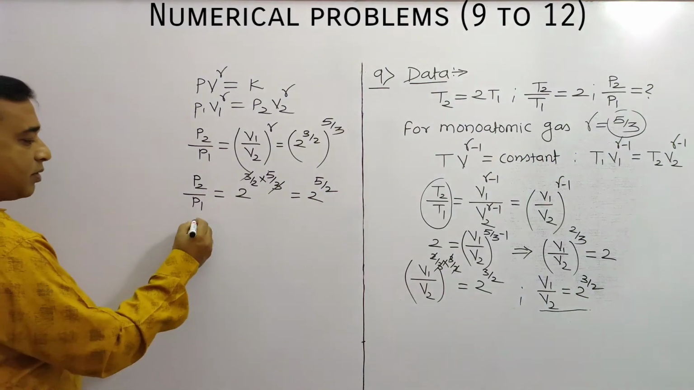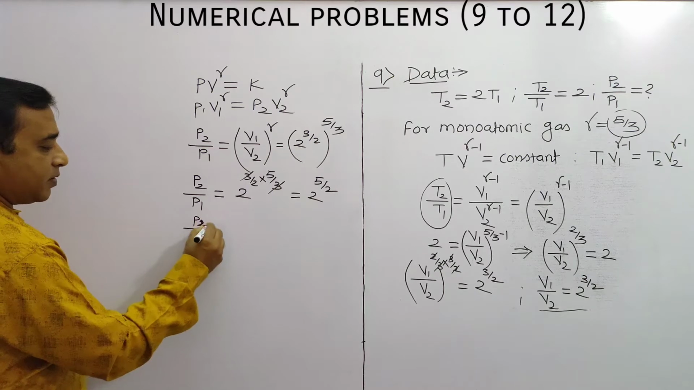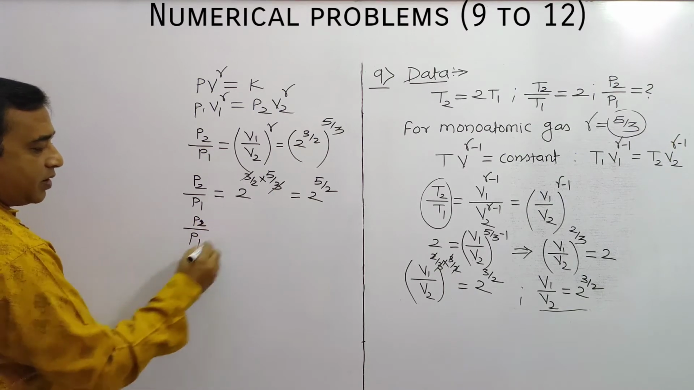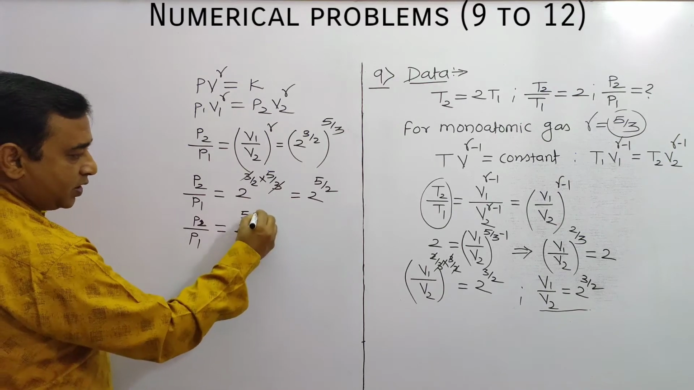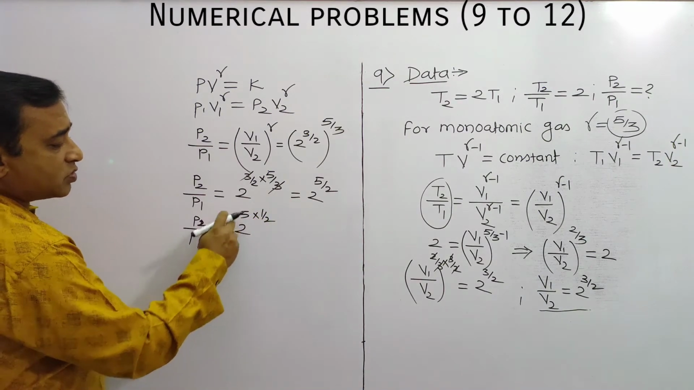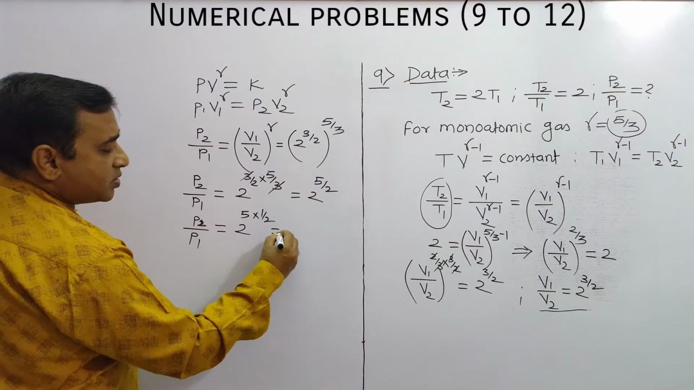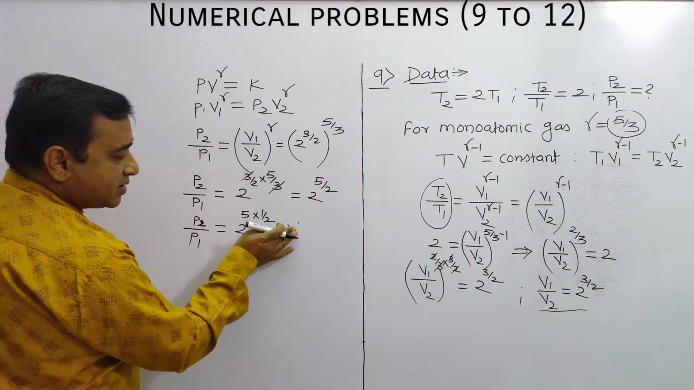But we know very well, P2 upon P1 is equal to 2 raised to power 5 into 1 by 2. But we know that 2 raised to power 5 means under root of 2 raised to power 5, or we say that it is root 32.